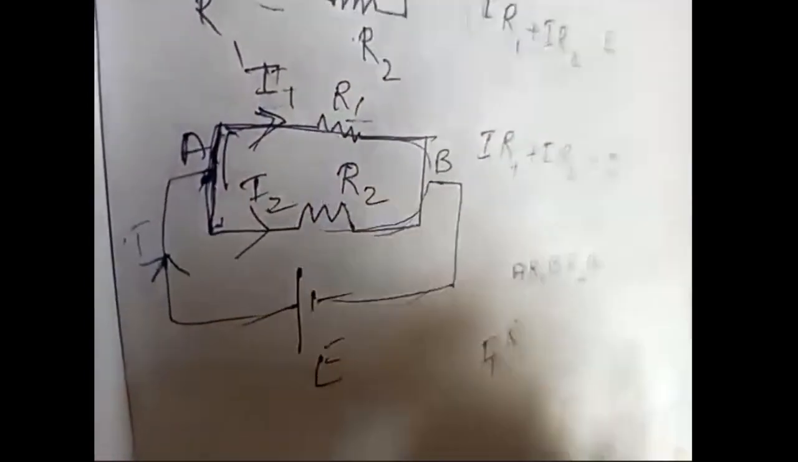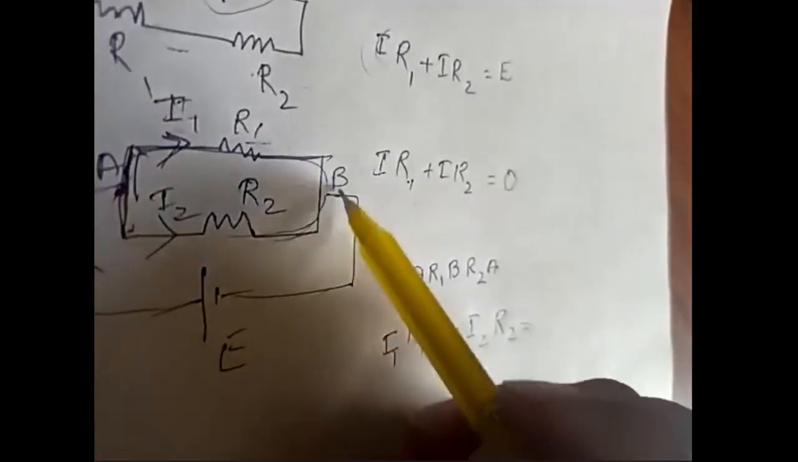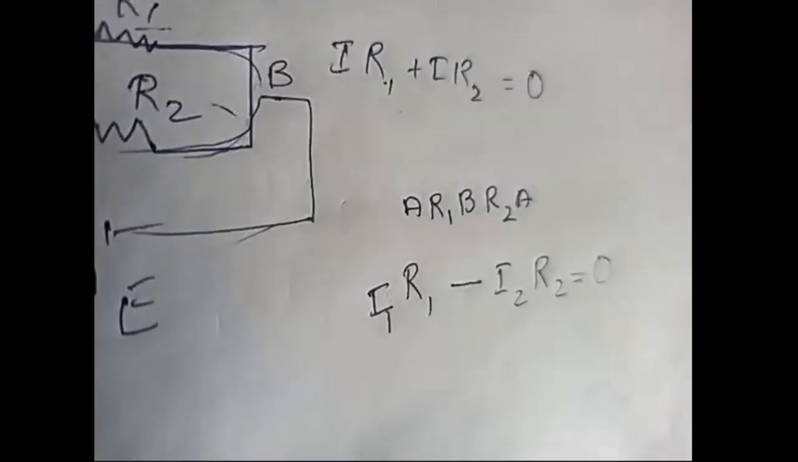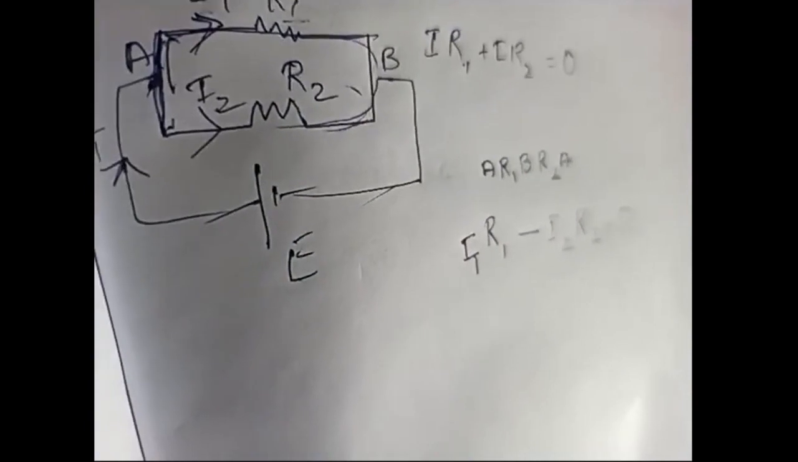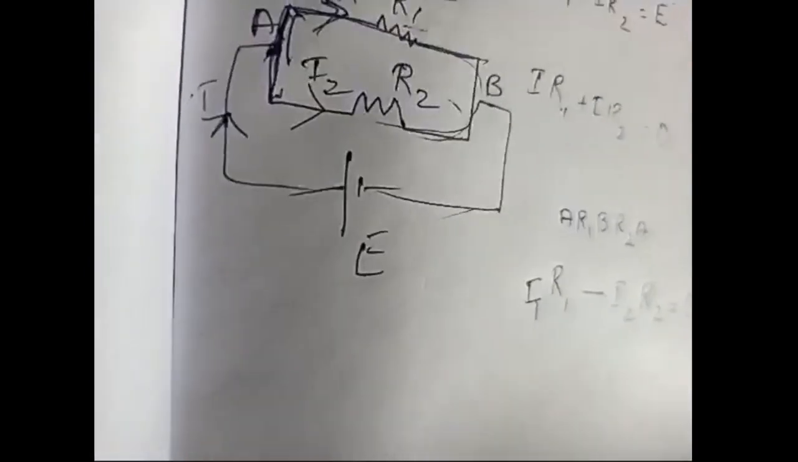So I1 R1 minus I2 R2 will be equal to, is there any EMF in this loop? Nothing. So it will be equal to 0. Understood? That is how you evaluate the loops in an electrical circuit using Kirchhoff's law, Kirchhoff's loop rule or mesh rule.